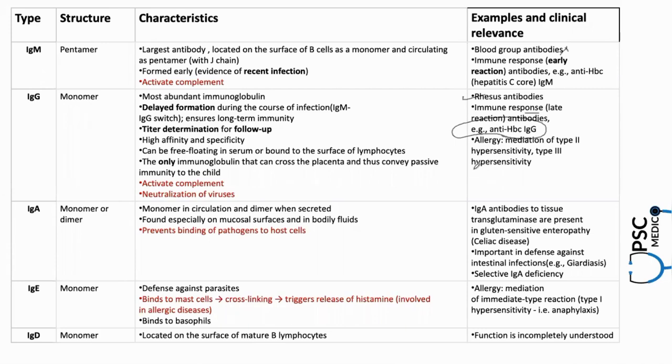And next, it mediates both type 2 and type 3 hypersensitivity. Okay, both type 2 and type 3. It is not allergy. It mediates type 2 and type 3 hypersensitivities.